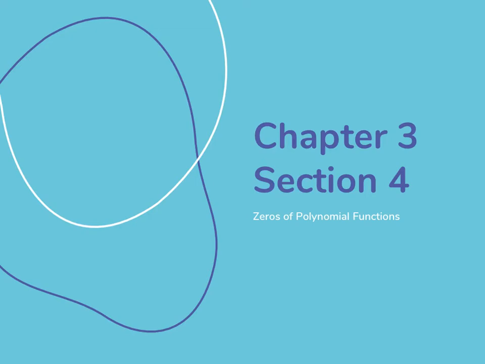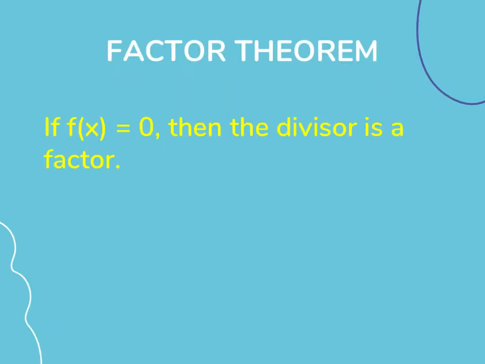Okay, so today we're going to cover section 4 from chapter 3. Today we're going to be finding the zeros of the polynomial function. In order to find the zeros, we're going to use what we learned on Friday before Thanksgiving break began. And we're going to be using the factor theorem.